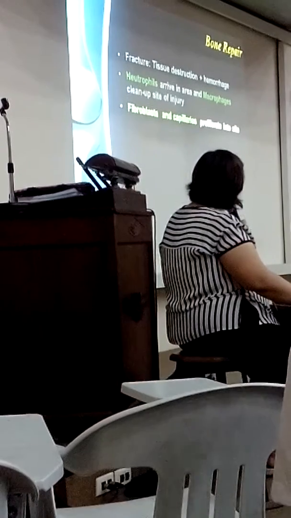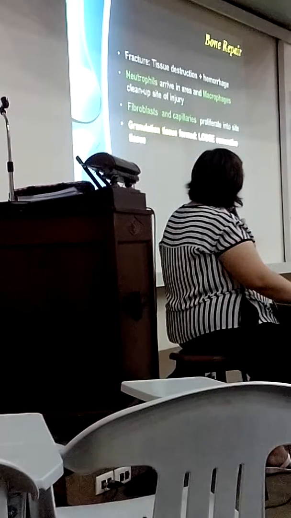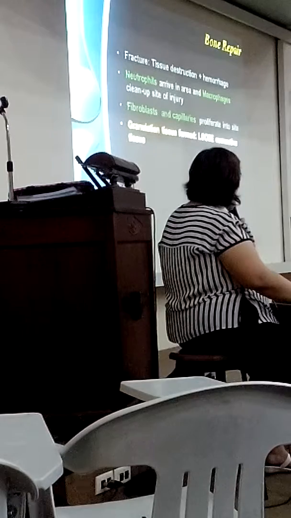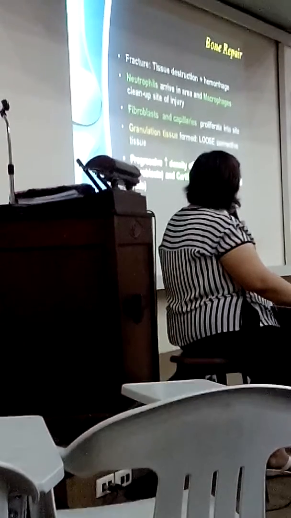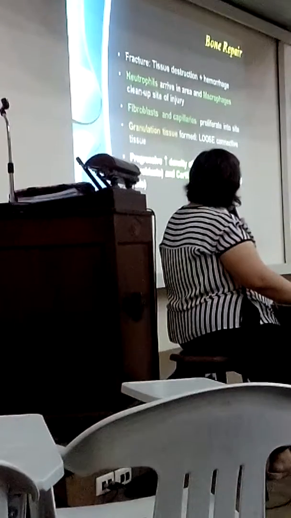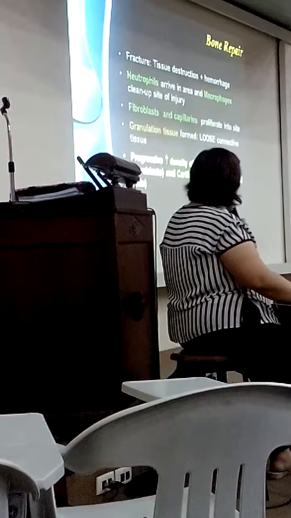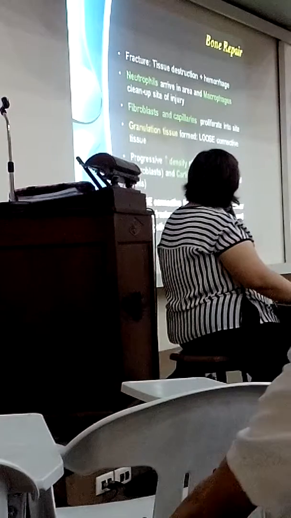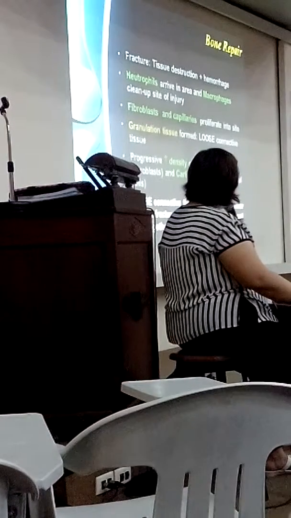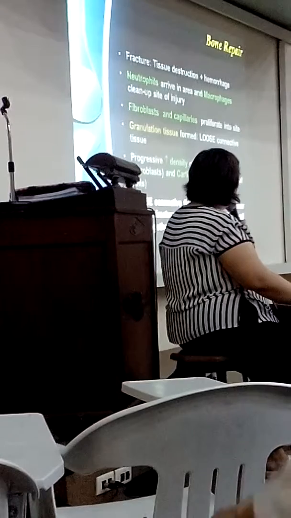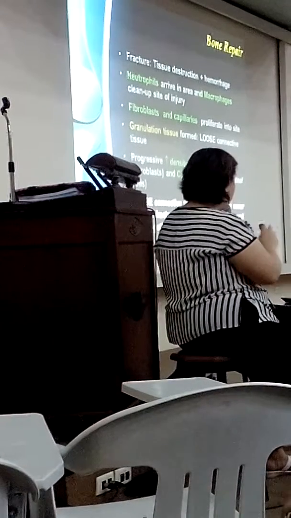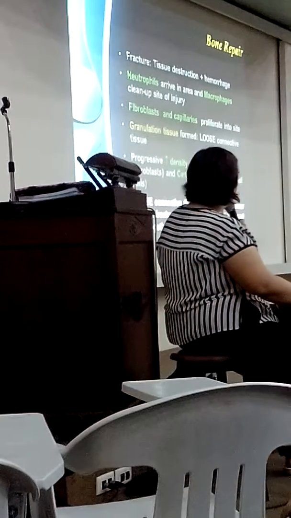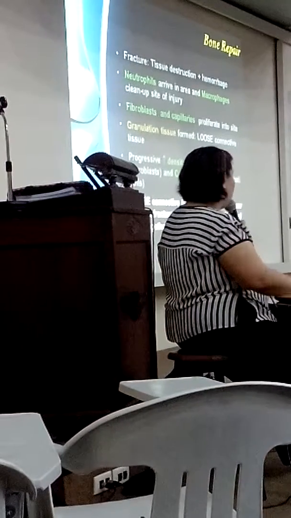Fibroblasts and capillaries proliferate into the site. Then granulation tissue is formed. It's usually comprised of loose connective tissue. Then there's an increase in the density of the granulation tissue by the action of the fibroblasts, and cartilage formation with the action of the periosteal cells. So from loose, it becomes dense connective tissue, and with the addition of new cartilage covering the fracture site, you form the soft callus, which is responsible for stabilizing and binding together the fractured ends.